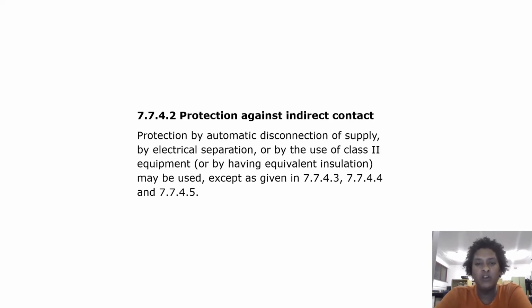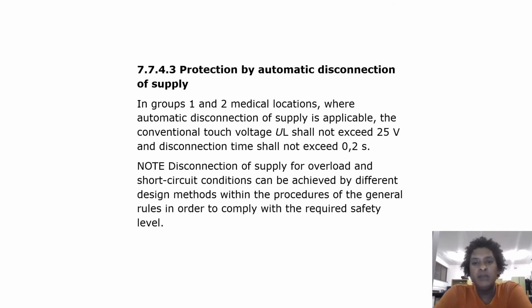Protection against indirect contact. Protection by automatic disconnection of supply, by electrical separation, or by the use of Class 2 equipment or by having equivalent insulation may be used, except in 7.7.4.3 up until 7.7.4.5. Protection by automatic disconnection of supply. In groups 1 and 2 medical locations, where automatic disconnection of supply is applicable, the conventional touch voltage shall not exceed 25 volts and disconnection time shall not exceed 0.2 seconds.